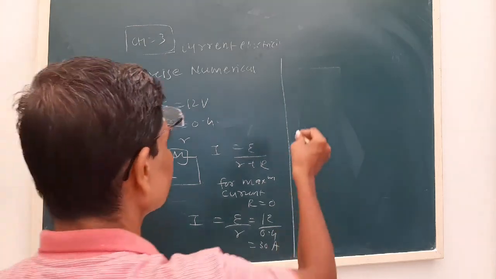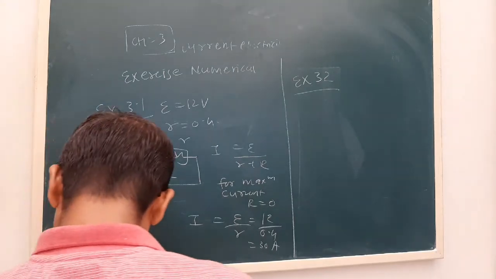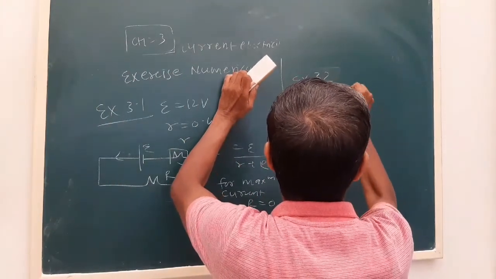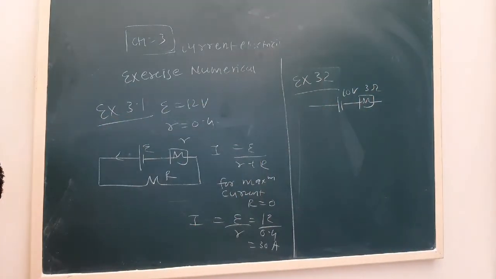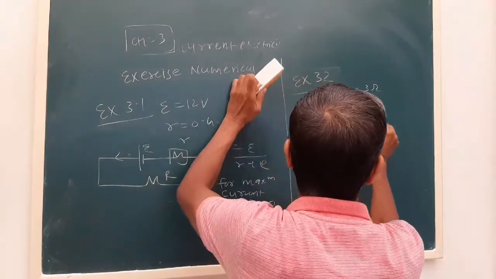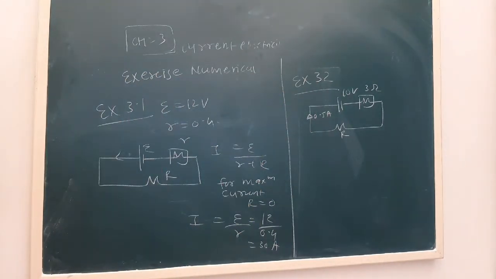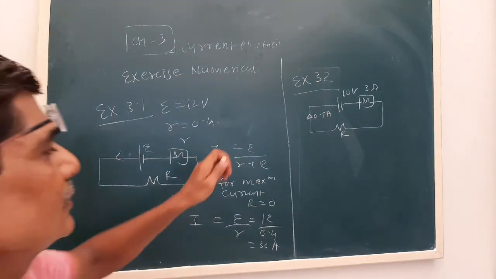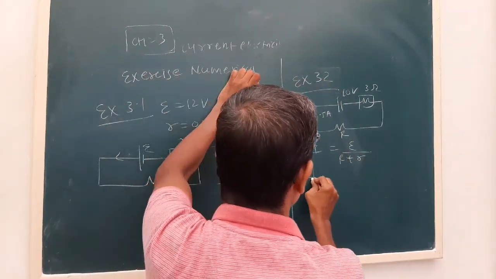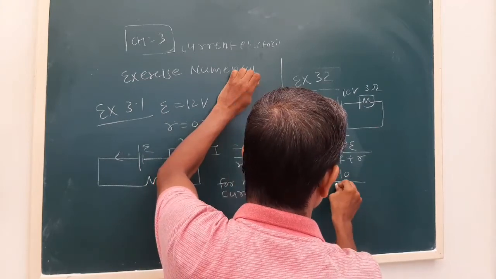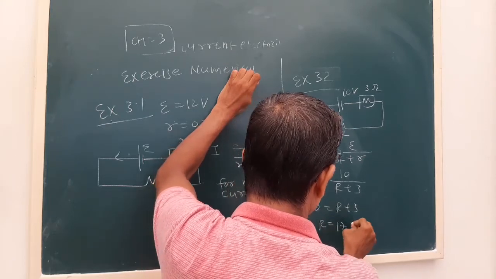Now second example, see a battery of 10 volt and internal resistance 3 ohm, connected with the external resistor. Current is 0.5 ampere. What is the value of R and what is the terminal voltage? Now again we use the same equation. I is equal to E upon R plus r. 0.5 is 1 by 2. E is 10. 20 is R plus 3. R is equal to 17.